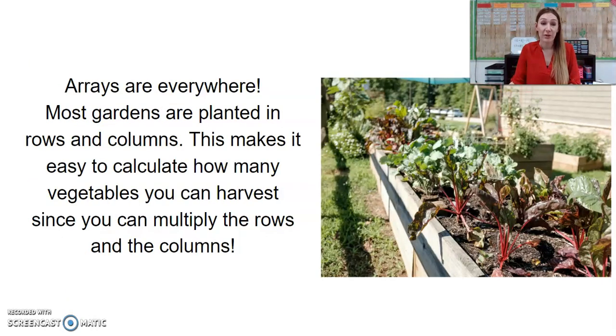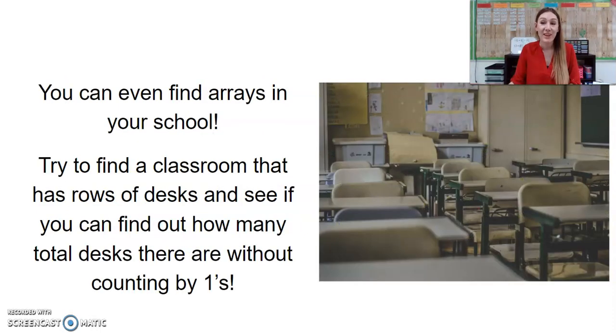Arrays are everywhere. Most gardens are planted in rows and columns. This makes it easy to calculate how many vegetables you can harvest since you can multiply the rows and the columns. You can even find arrays in your school. Try to find a classroom that has rows of desks and see if you can find out how many total desks there are without counting by ones.